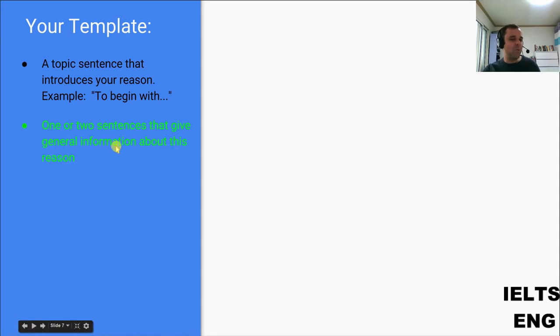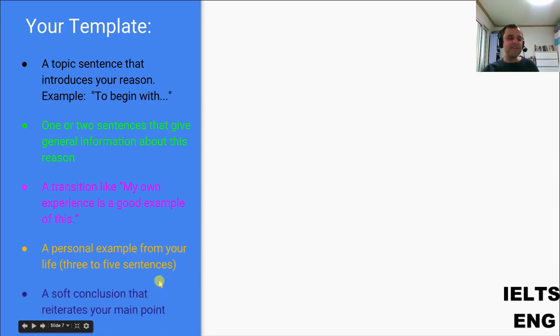Follow that with 1 or 2 sentences that give general information about the reason. Continue with a transition like "my own experience is a good example of this." Continue with a personal example from your life or from your imagination, which is going to be 3 to 5 sentences. And then conclude with a soft conclusion that reiterates your main point. I'll explain in a moment what I mean by soft conclusion.